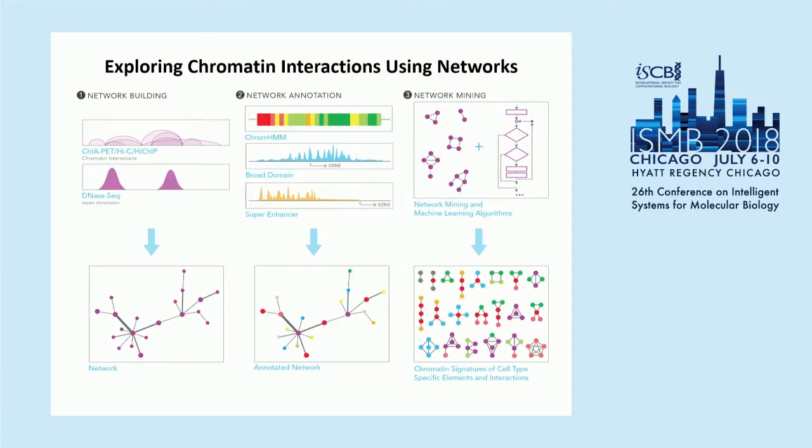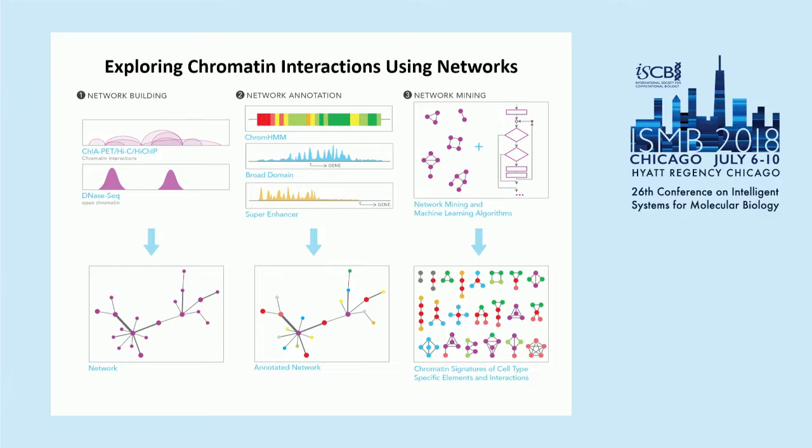So in order to answer these questions, we chose to use chromatin interaction networks, where we first build our chromatin interaction networks by integrating chromatin interaction data, with either ChIA-PET, Hi-C, or HiChIP data, with DNase-seq data, which annotates accessible chromatin, where the accessible chromatin data will define the nodes in our networks, and the chromatin interaction data provides the edges within our networks.